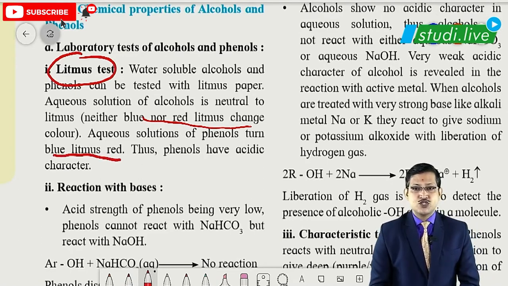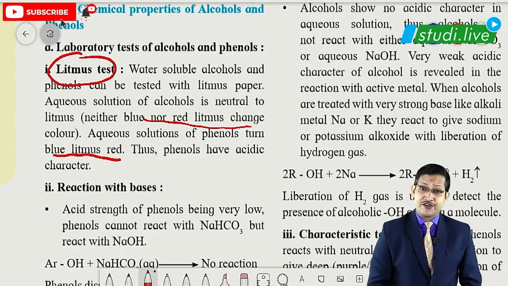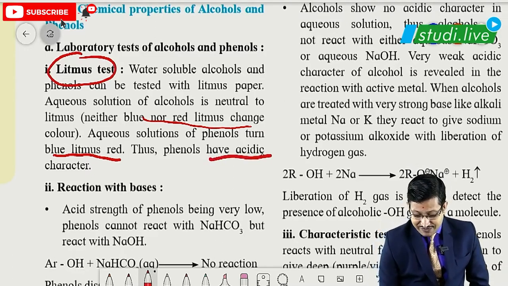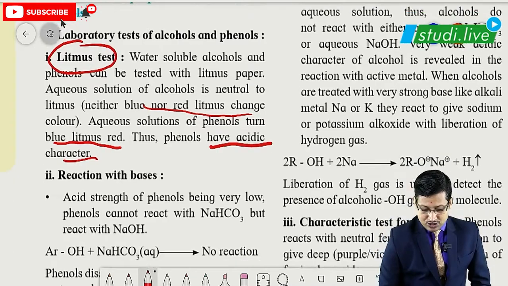You can compare this with alcohols and phenols. Alcohols have no action on litmus, whichever it is, blue or red, and phenols will turn blue litmus red in color. That means they are acidic in nature. So that is the acidic nature of the phenols.